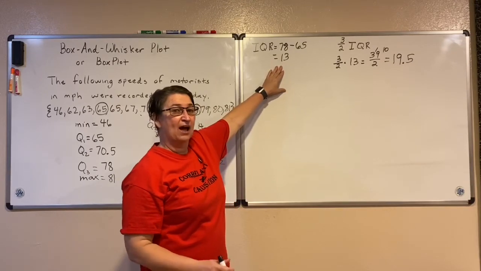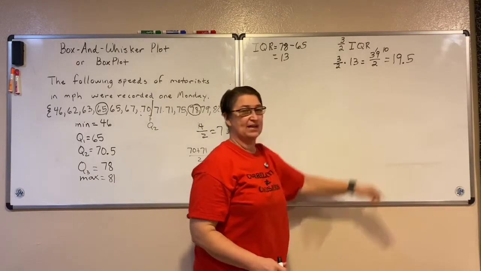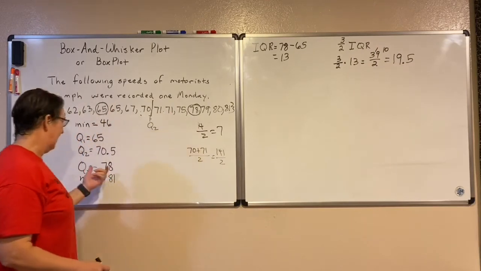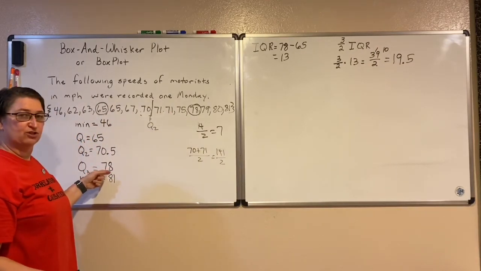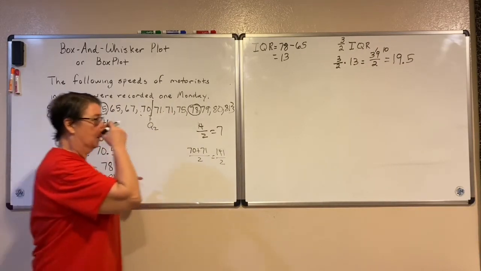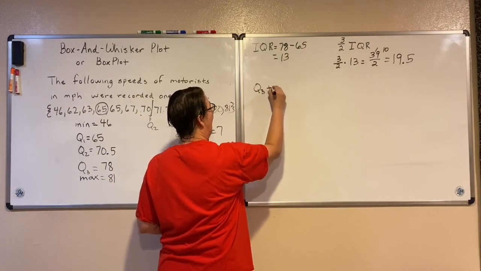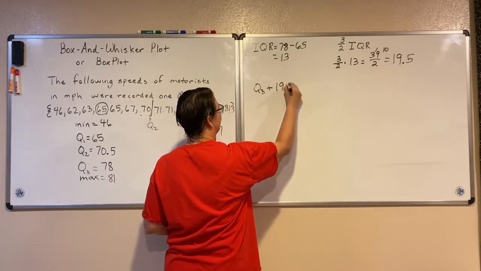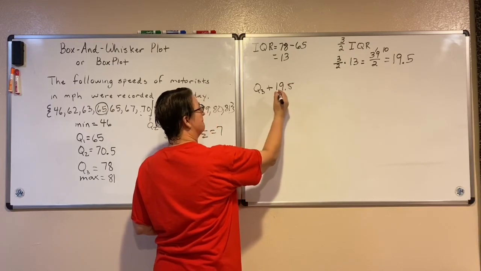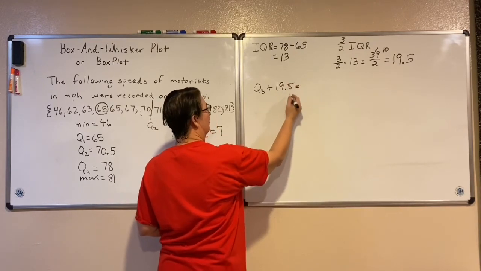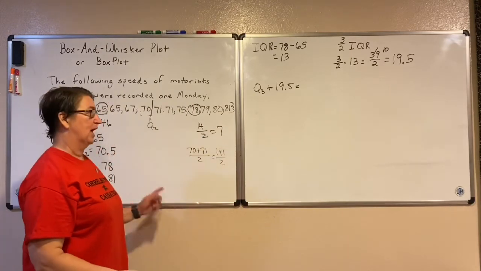Now to find the outliers, we're going to take that 19.5 and add it to Q3. So I'm going to take my Q3 and add that 19.5, and anything bigger than that is going to be considered an outlier.